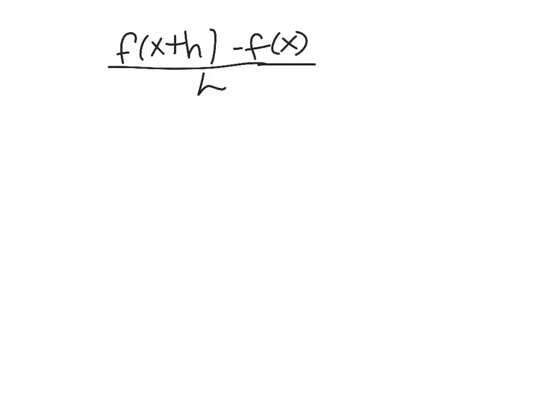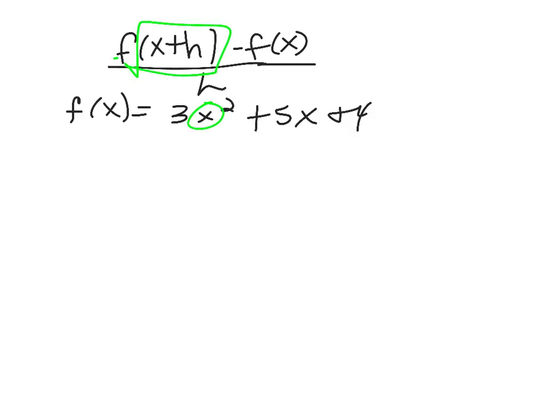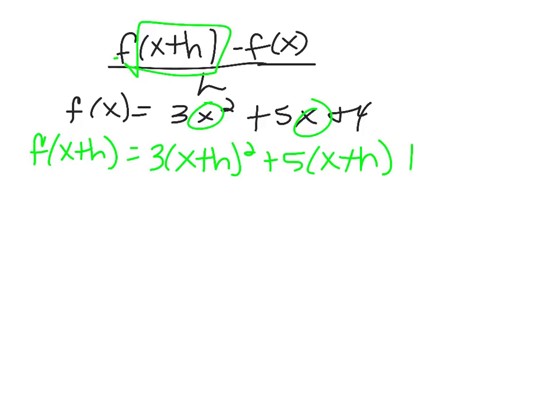Okay, so let me just rewrite the difference quotient. That's f of x plus h minus f of x all over h. All right, so my function is f of x equals 3x squared plus 5x plus 4. So I start off with this. I plug this in for all my x's. So I'm starting with f of x plus h. So it's 3 times x plus h squared plus 5 times x plus h plus 4.